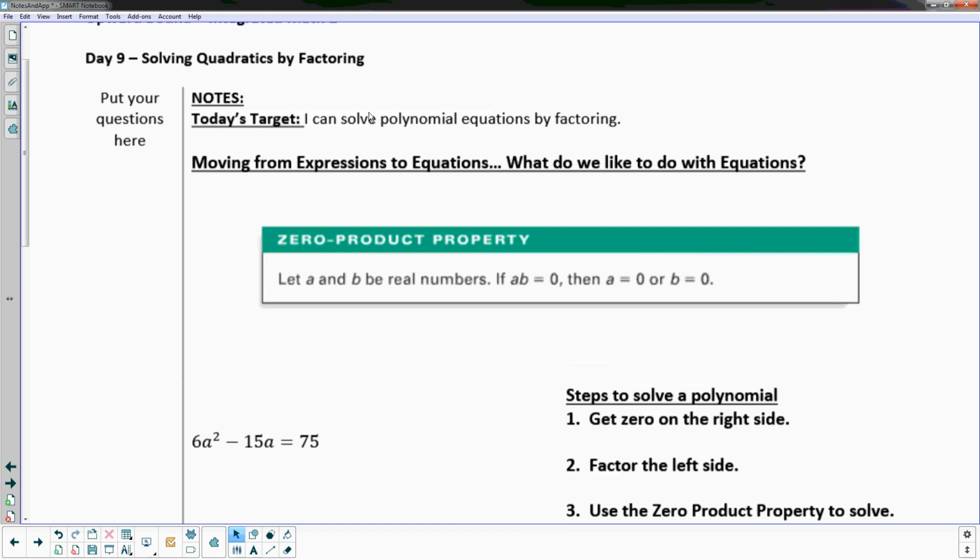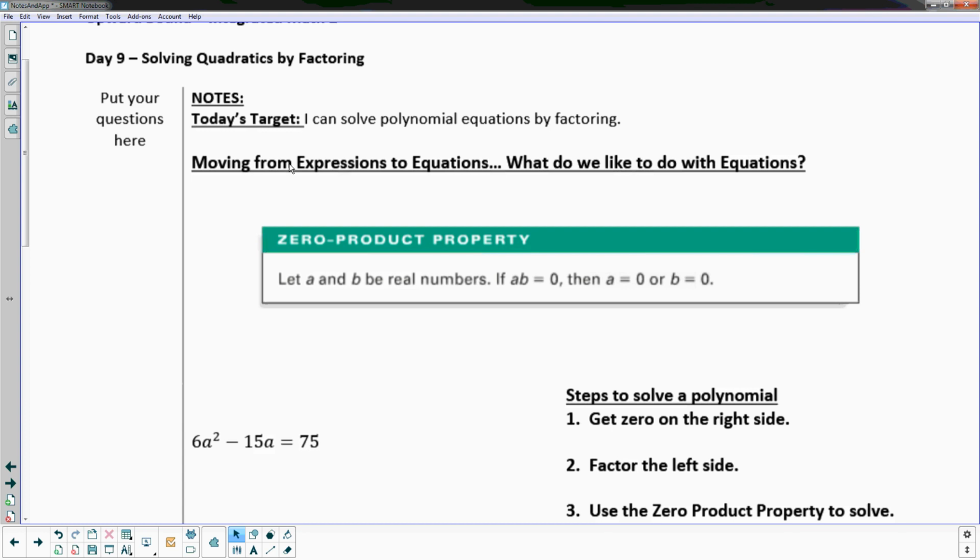Today is actually our last day of notes, and I kind of messed around with the order of these topics a little bit. I did want to be around and on campus for at least one day of factoring, and that's what we're going to be talking about today. We're going to be solving quadratics by factoring.